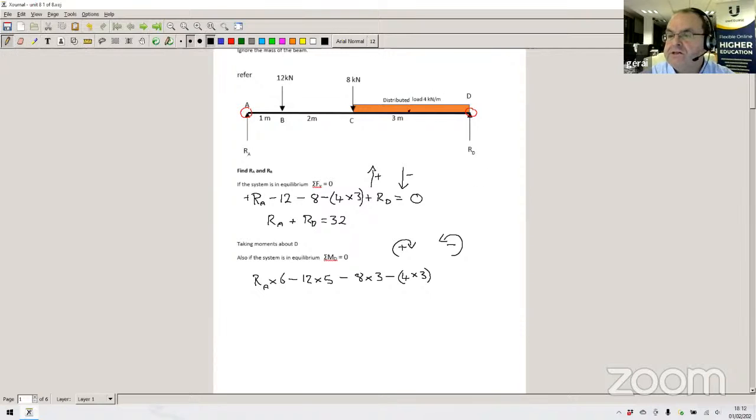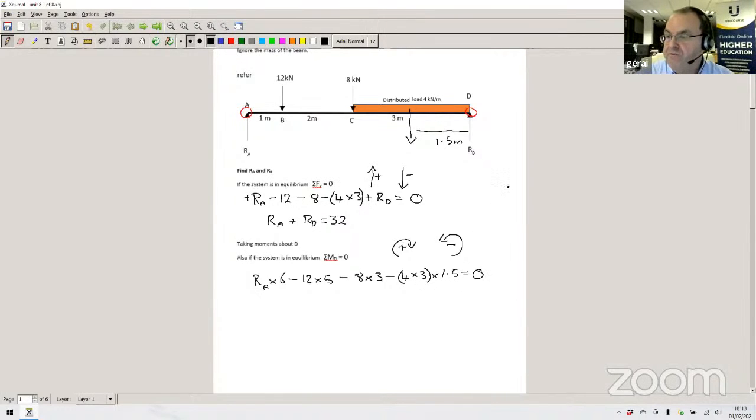Right, so the force acts down. We assume it's at the midpoint. So it acts down from that point, and that's at a distance of 1.5 meters. So it's multiplied by the distance, which is 1.5 meters. And that is equal, again, to 0 for equilibrium.